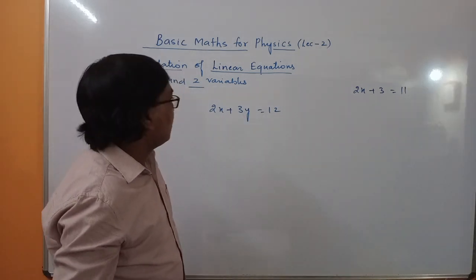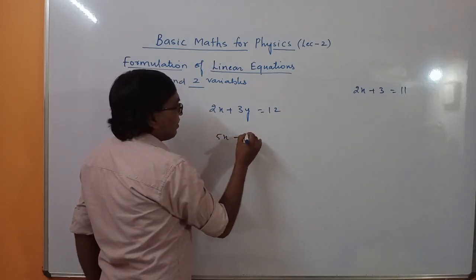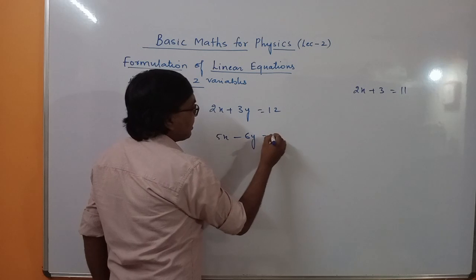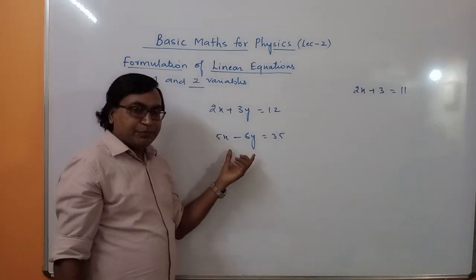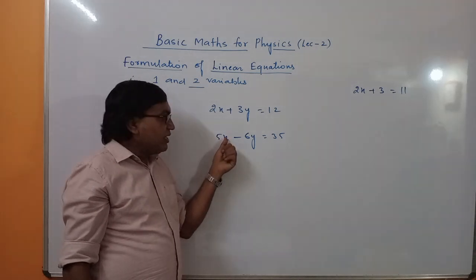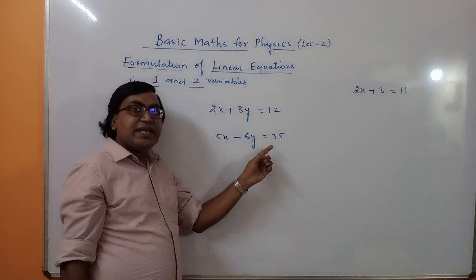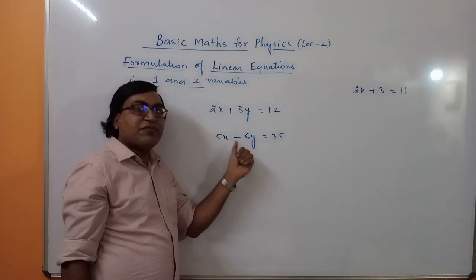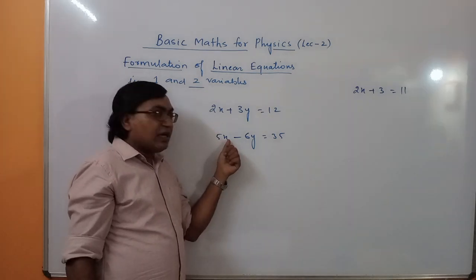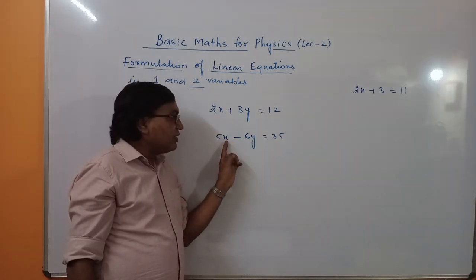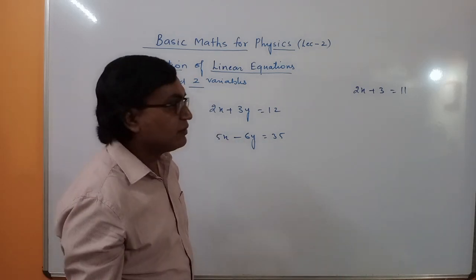Similarly you can have 5x minus 6y equals 35. Again, this is a linear equation. The degree of x is 1, the degree of y is also 1. So the equation is linear. If you plot a graph between x and y, you will get a straight line. And here how many variables do we have? We have x and y. So these are the two variables.